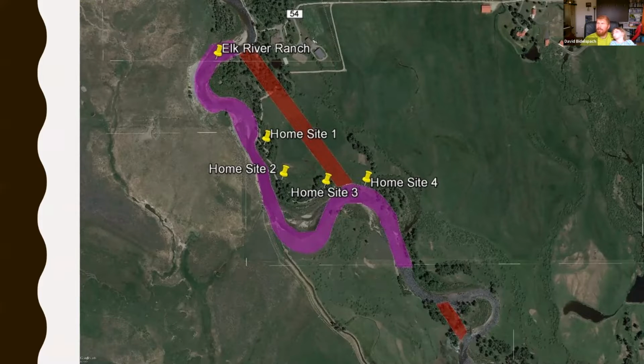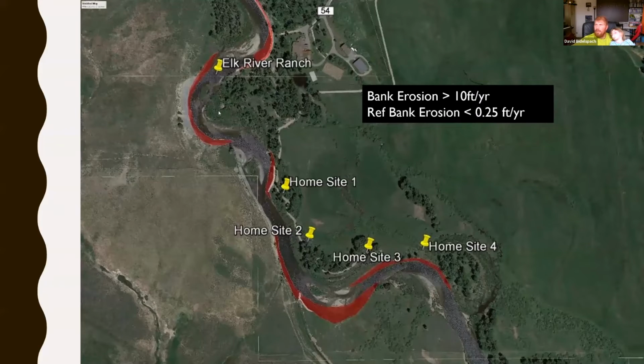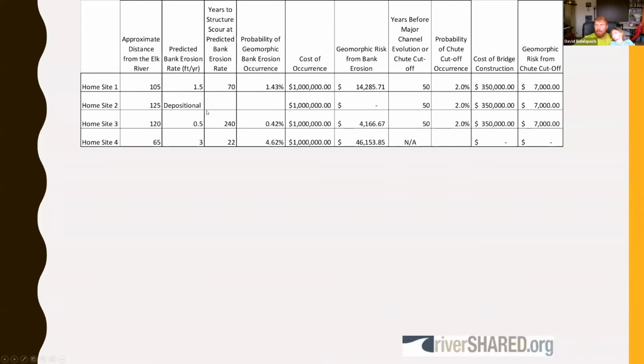And we looked at these bank erosion rates, and the first one was looking at the bank erosion rate on each one of these 4 sites. The one site was in a depositional zone. We expected it to be depositional for a while. It didn't seem like it had a big chance of failure. So we looked at it and said, okay, what happens if we have this home site and we have erosion in the foundation? What is the cost of the occurrence? How much will it take to remedy the foundation and shore up the house if you have erosion in there? And what's the probability of this occurring?